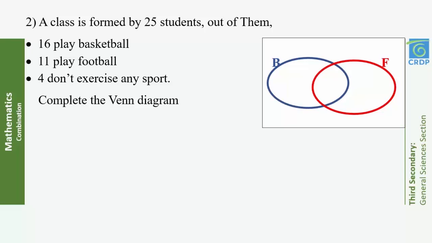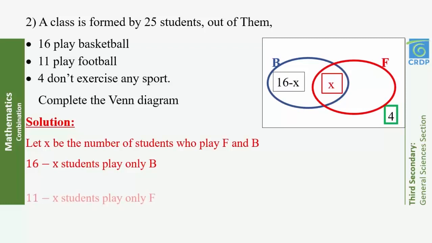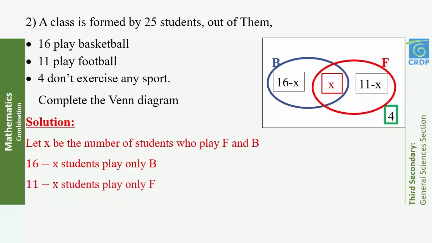I know that 4 students don't exercise, so I'm going to put 4 over here, which will give me 21 students who play. So I have 16 students who play basketball, 11 who play football, which gives a total of 27. So there must be a specific number of students who practice both games. So let X be the number of students who practice both games. To know the number of students who practice basketball only, I need to exclude the ones who also play football, which will give me 16 minus X. Similarly, the number of students who play football only is 11 minus X. And now, in order to solve this problem, I must find X.